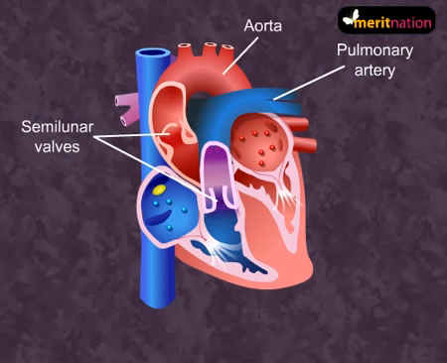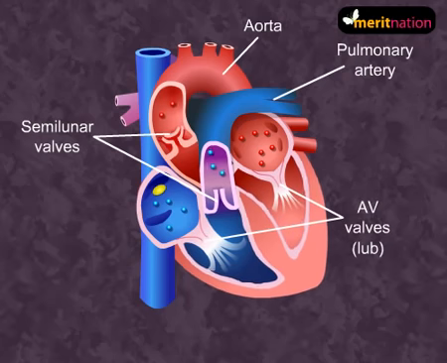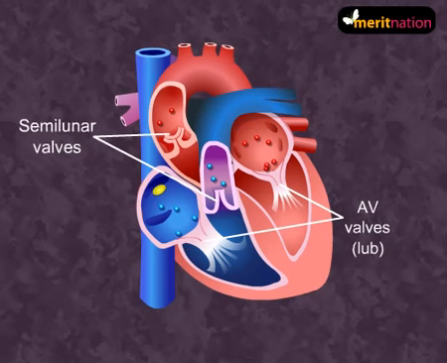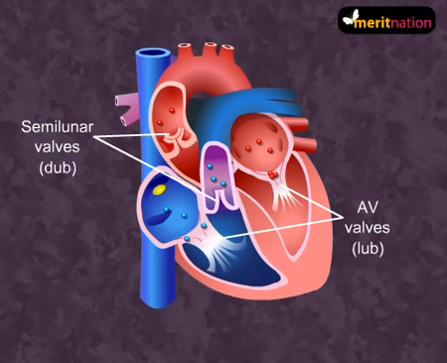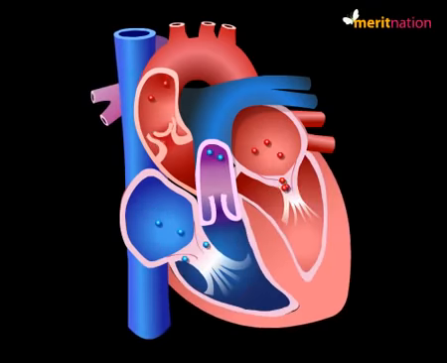Now, this closing of the AV valves here results in producing the first heart sound, lub. Now, observe here that the ventricles are in a relaxed state now. During ventricular diastole, the ventricles relax, arterial pressure falls, and blood begins to flow back into the ventricles. This reversal of pressure causes the semilunar valves to shut, producing the second heart sound, dub. So now you know what produces the sound lub-dub.